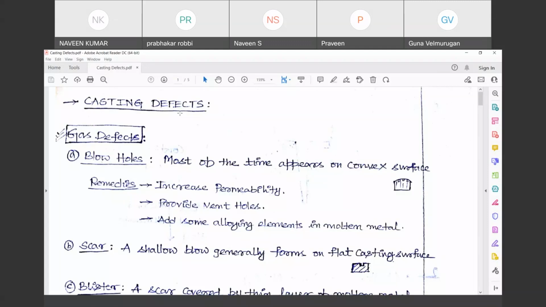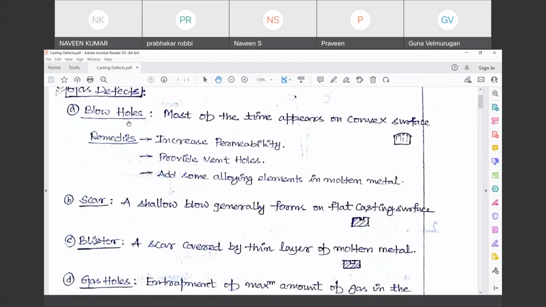We have three categories. The first category comes under the gas defects. These gas defects, the first one is blowholes. Gas defects, in the sense, are the gases that are entrapped inside the liquid metal after solidification. In that, we have a wide variety of defects. First one is blowholes. What are blowholes?